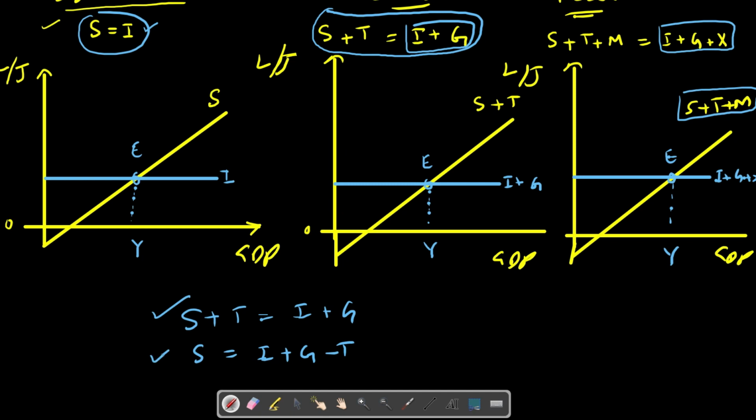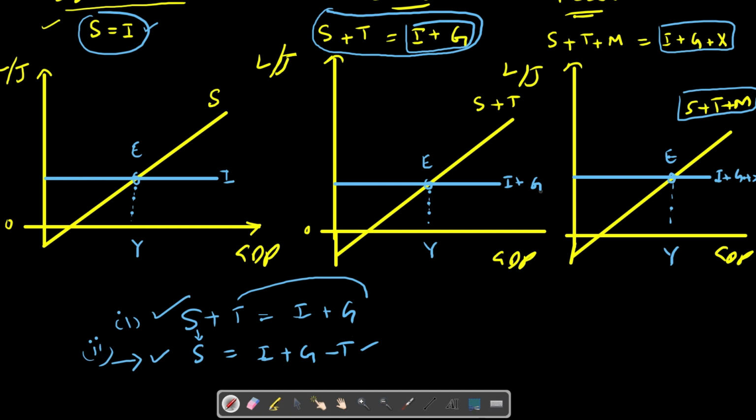Do you think equilibrium will also take place in the second condition? The answer is yes, because both are exactly the same equation. What I did is I posted saving here and moved taxes to the other side, and changed the sign. Plus tax is now converted into minus tax. Mathematically it is exactly the same thing, so equation 1 and equation 2 are exactly the same.